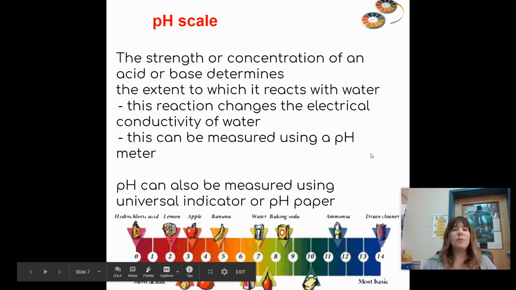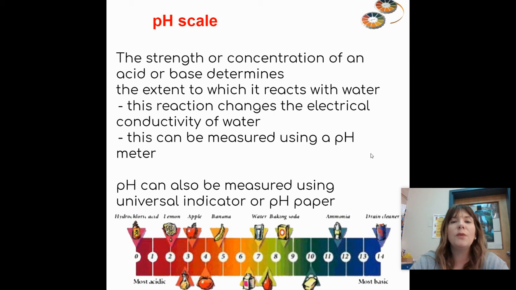So what is the pH scale? Well, the pH scale determines the strength and concentration of an acid and a base. So a strong acid will react with water to make hydronium ions, and a strong base will react with water to make hydroxide ions. Now, this is important to understand because when they dissociate in water, it also allows them to react with electrical conductivity, meaning it will be able to conduct electricity.